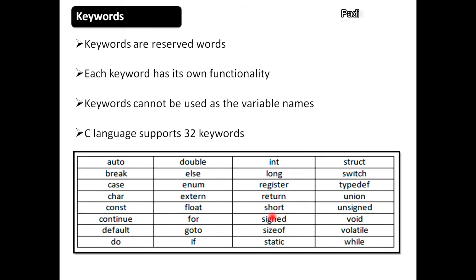What do you mean by keywords? Keywords are reserved words. So what do you mean by reserved words? Reserved words have a predefined meaning. The meaning of that particular word is already defined, so a programmer need not define it. It has its own functionalities, and it cannot be used as a variable name. If you use it as a variable name, then it will be an error in the program. C language supports almost 32 keywords, and these are the 32 important keywords used in C. So keep in mind, keywords are called reserved words.